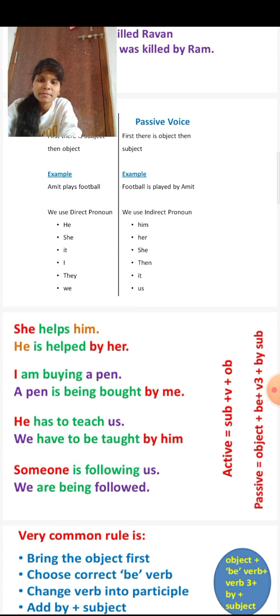So he will become him, us will become we. Again, subject has to replace object and object has to be replaced by subject. We have to be taught by him. And someone is following us. We are being followed. Someone is following us. We are being followed.